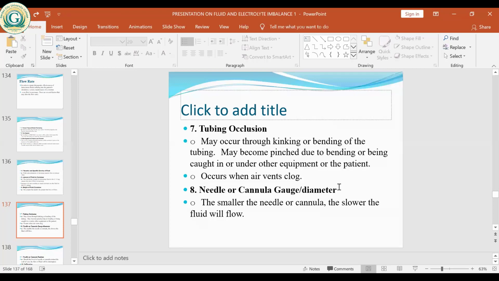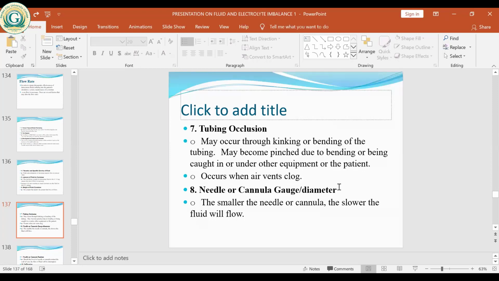May become pain due to bending or being caught under patient equipment in the patient. Occurs when an air clot goes in there to block the flow, so you have to remove the air. Once it enters the patient, that's the end. Once you allow the air to enter the patient, you can't remove it again. So be careful.